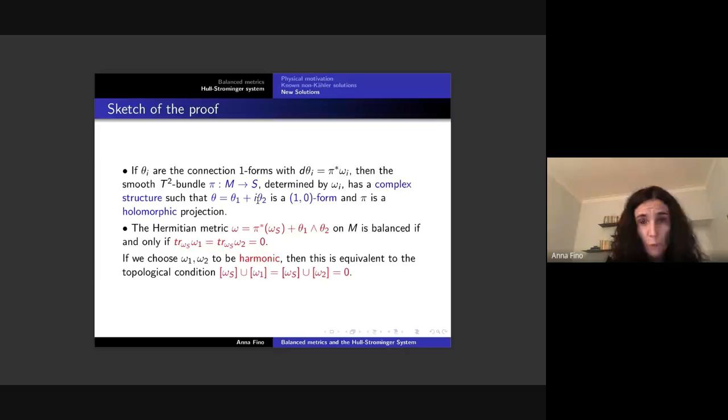Then, if we take, as in the case of Fu-Yau, theta 1 wedge theta 2 plus a pullback of omega S, the condition for this (1,1)-form to be balanced is equivalent to asking that the traces of omega 1 and omega 2 with respect to omega S are both 0. And in particular, if we choose omega 1 and omega 2 to be harmonic, then this is equivalent to a topological condition: the cup products of the class of omega S with the classes of omega 1 and omega 2 are both 0.